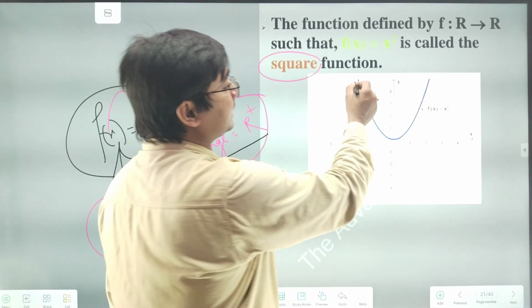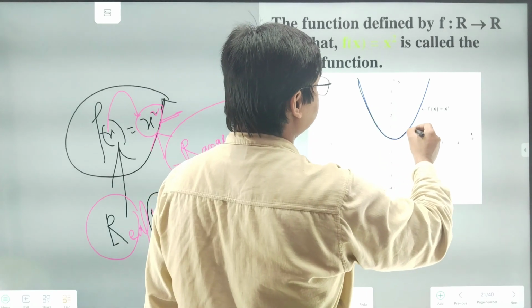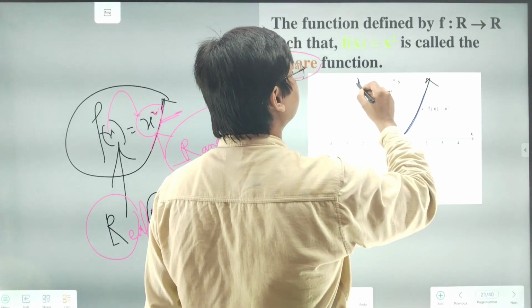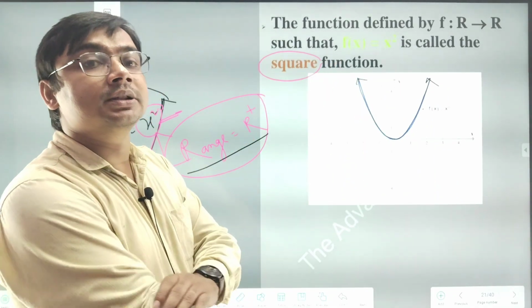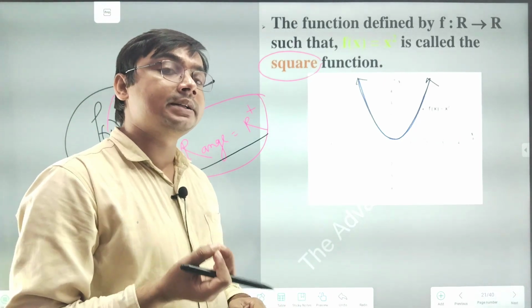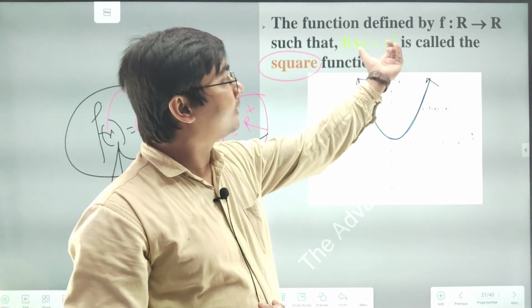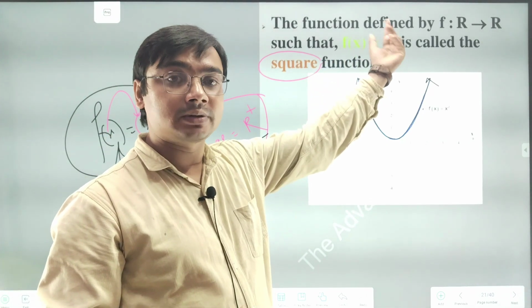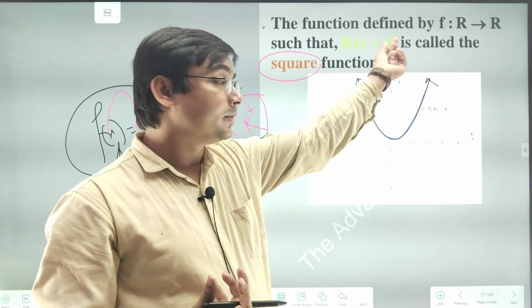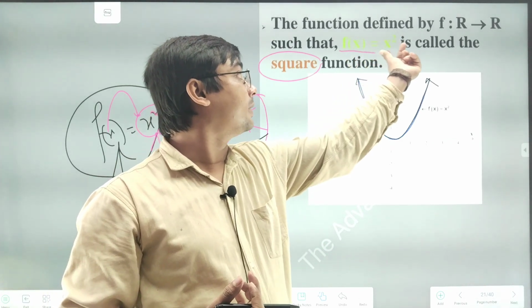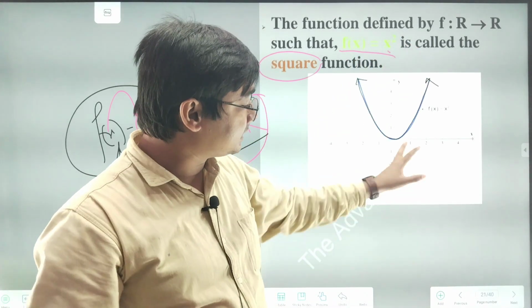Yes, and this is the graph. See, this will be the graph. This is a parabola, and already I have mentioned in the previous slide, any function giving a quadratic polynomial becomes a parabola. See, x square is a quadratic polynomial. So the graph of this function will be a parabola. Yes, this is the graph.